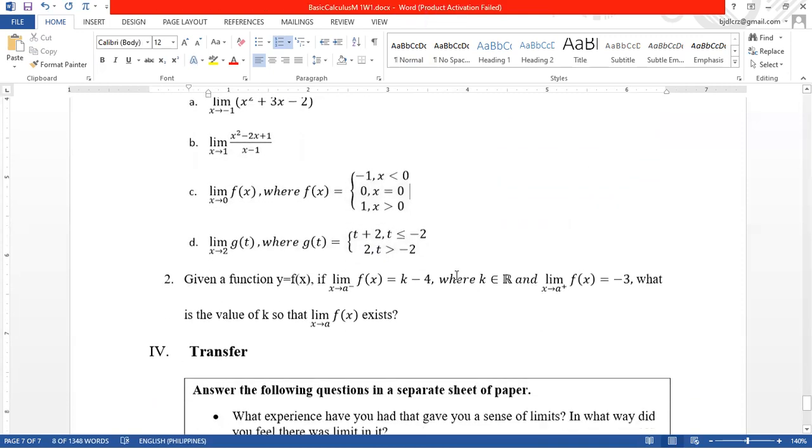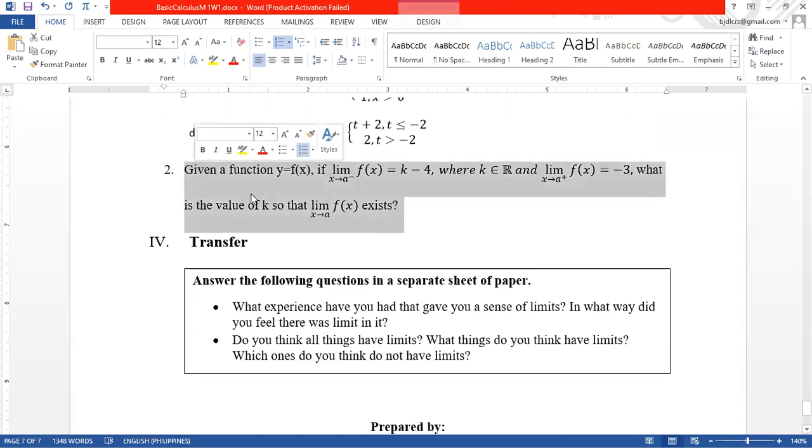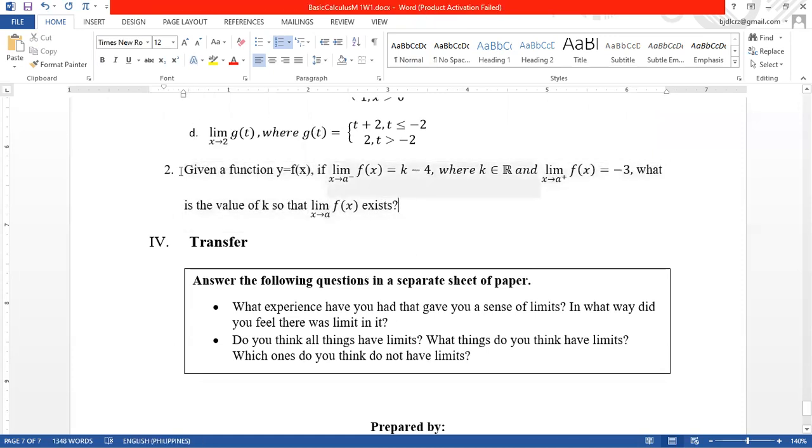So second, given a function y is equal to f of x, if x true, what is the value of k so that the limit of f of x exists? So mag-explore mo unsaon pagpangita sa iyang value. Unsa ang value ni k so that mag-exist ang atong f of x as x approaches to a.